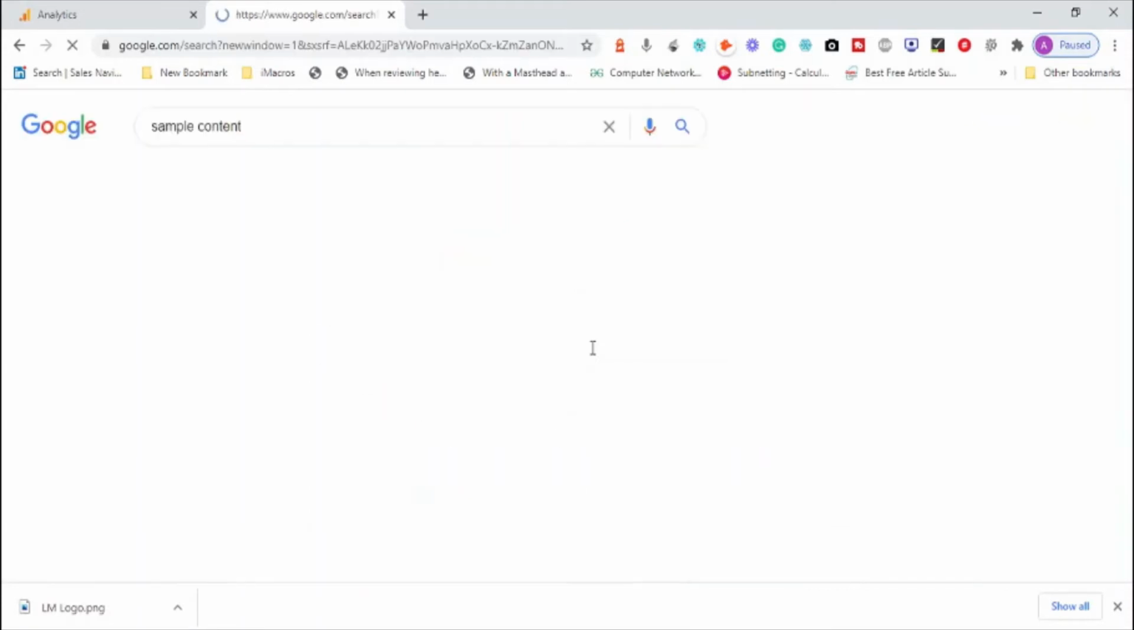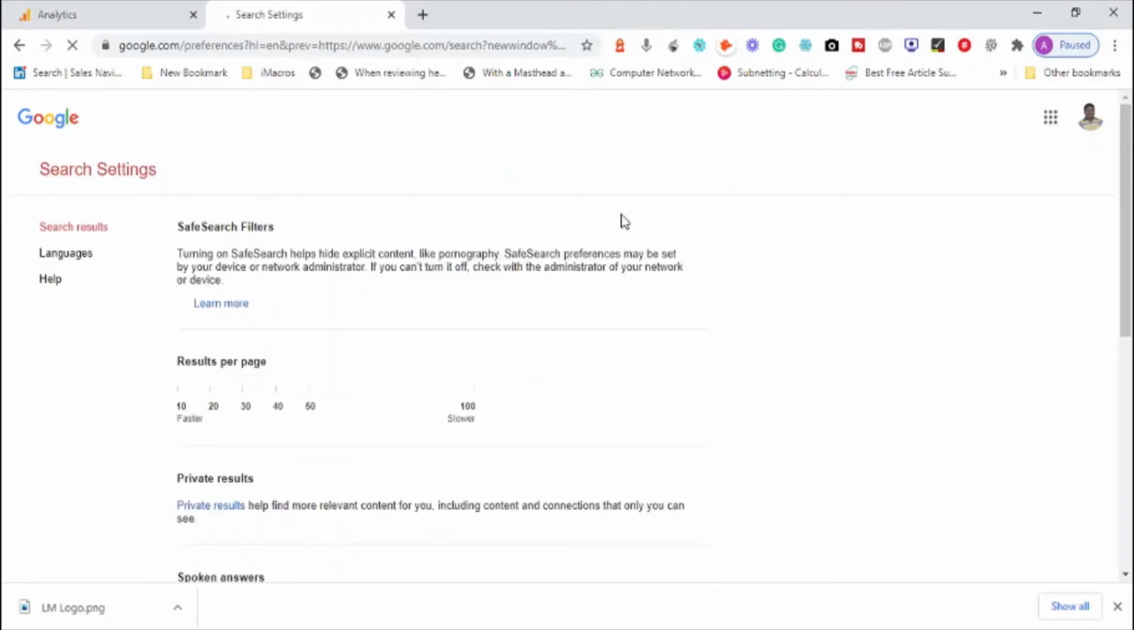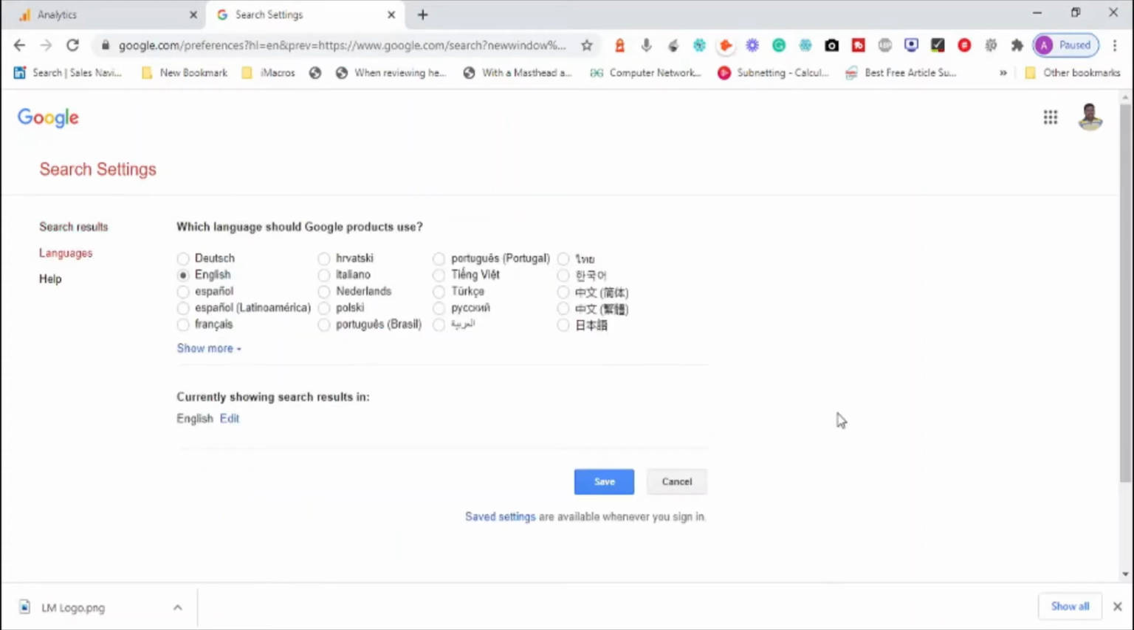After searching this, my Google ID has settings. So I can go to the search settings, and in the search settings I can see what kind of results need to be displayed. Languages: what are the languages? I prefer English, so my results are shown in English. I can change it to Tamil, English, Hindi, Telugu, Urdu, whichever I want.